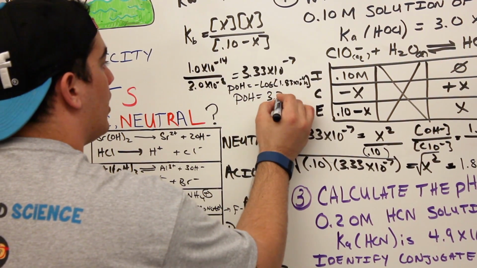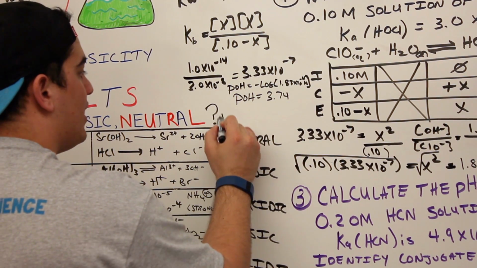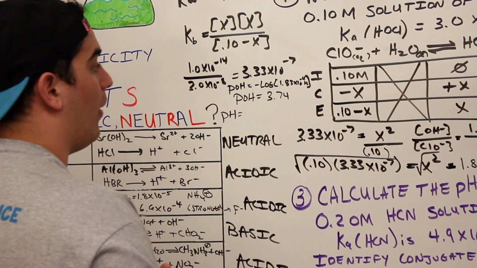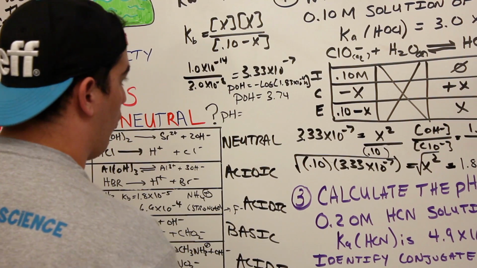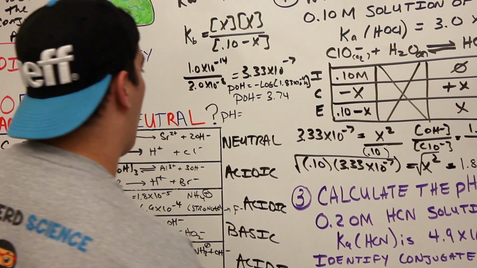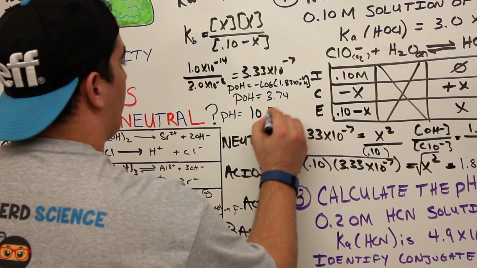3.74. So now what I have to do is, I want the pH. So pH is equal to 14 minus the pOH. So what's 14 minus 3.74? Let me check. It is 10.3. So this is 10.3.